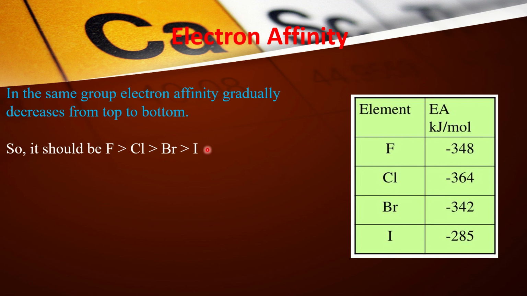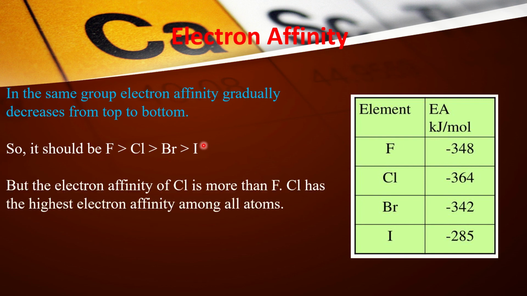Not only this, there are total 118 elements in the periodic table, and chlorine has the highest electron affinity among all the elements in the periodic table. Chlorine has the highest electron affinity. But the electron affinity of chlorine is more than fluorine. Chlorine has the highest electron affinity among all atoms. This exception also you will learn in higher classes, but for now you just remember this, that in group 17 there is one exception, that is the electron affinity of fluorine is not the highest, the electron affinity of chlorine is the highest.